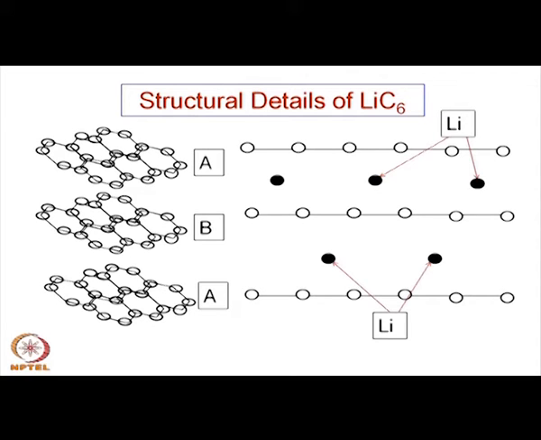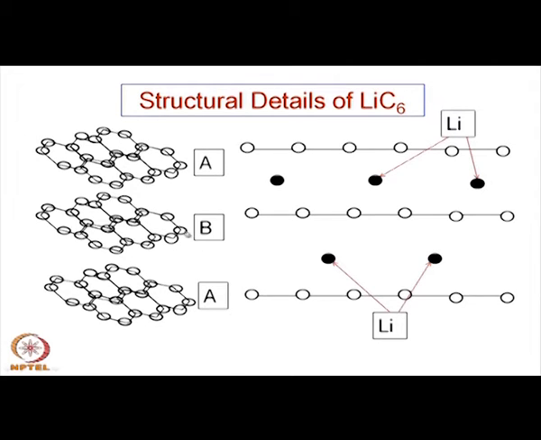Stacking means this is A layer, this is B layer, and then you have A layer once again. So, these and these are equivalent, whereas this is about 120° rotated in one particular direction on the plane. So, these are planar structures as such, and the stacking, in terms of the crystallography, is AB stacking. That is why this A, B and A has been mentioned here.